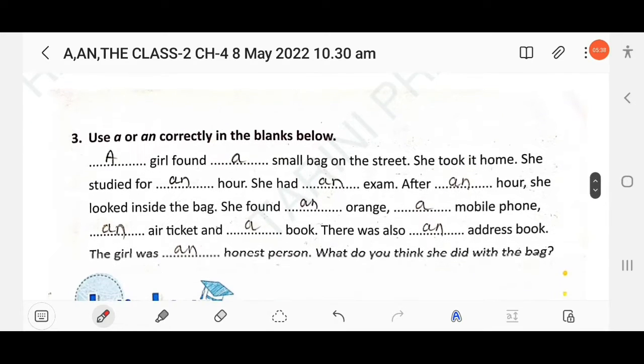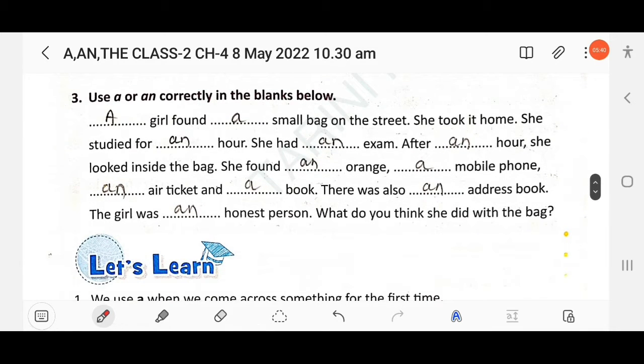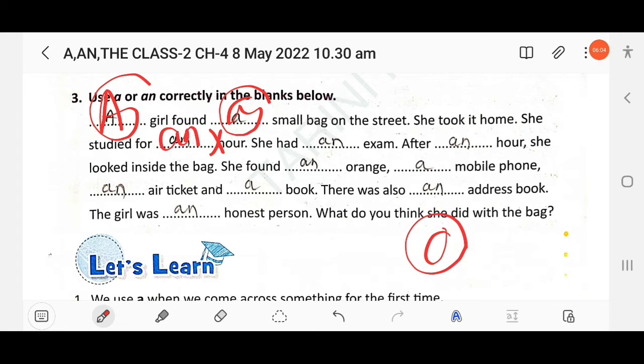The next: use a or an correctly in the blanks below. Here: dash girl found dash small bag on the street. A girl found a small bag. She took it home. She studied for dash hour. Here hour, as we have already discussed, h remains silent. So you have to use an hour, o, vowel sound. So you have to use an.